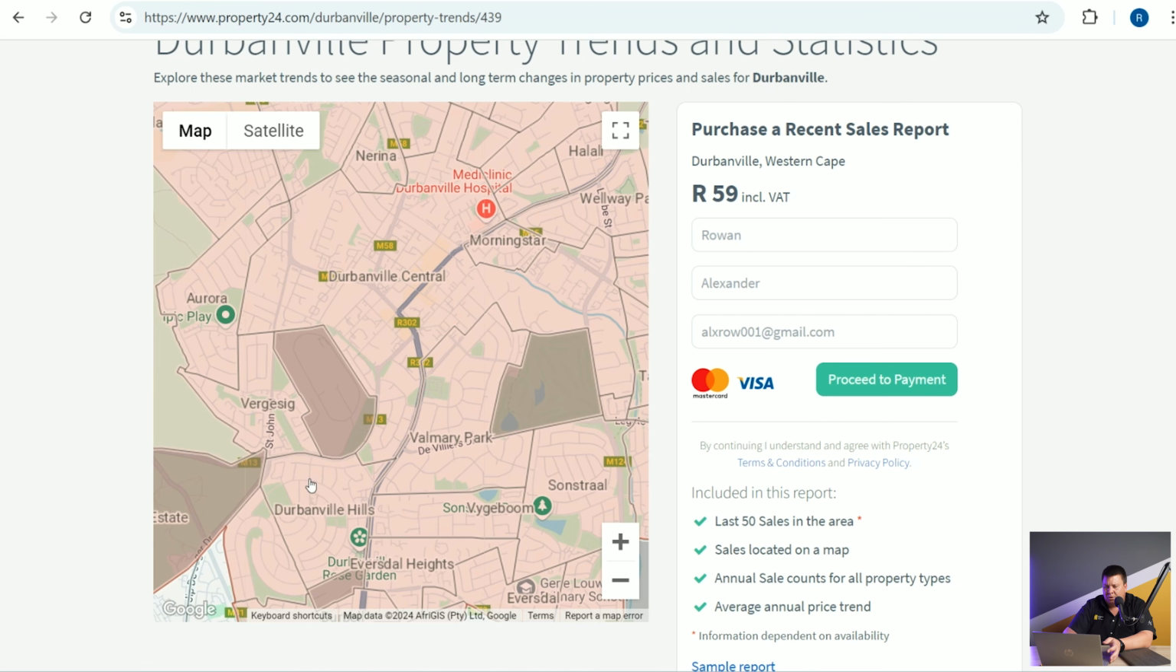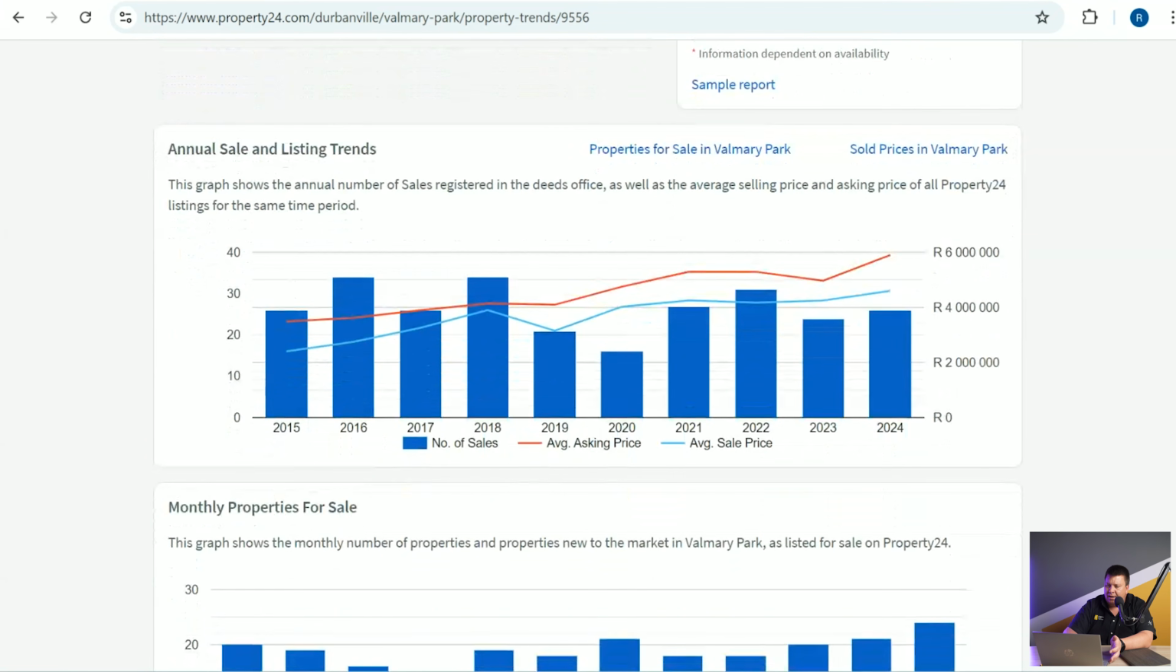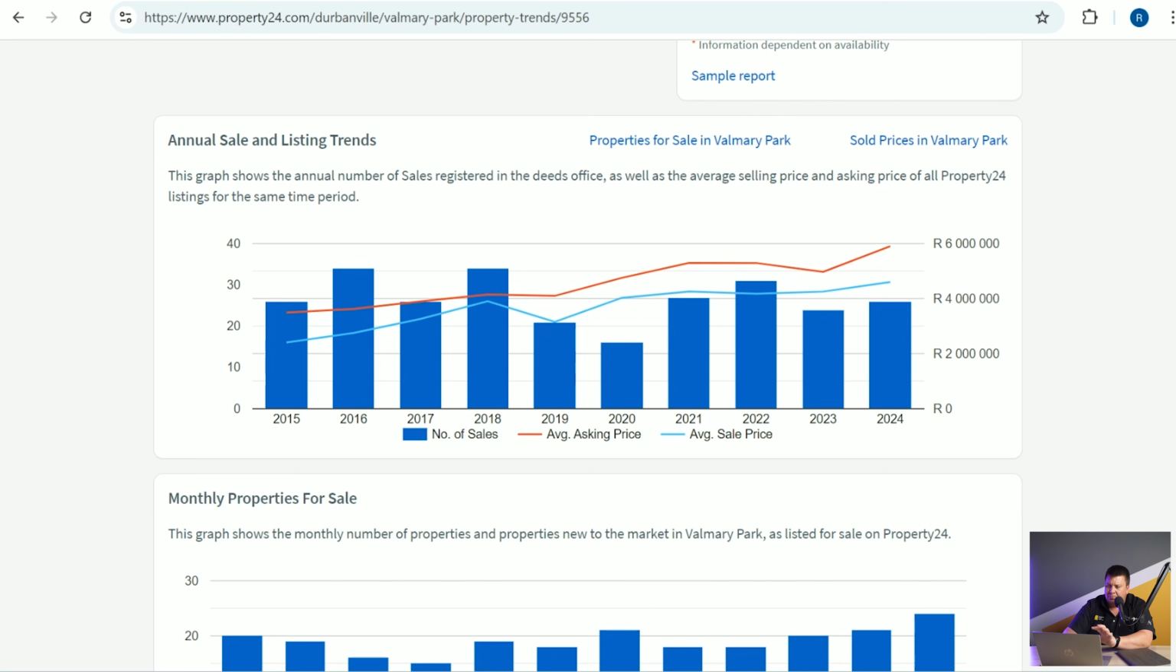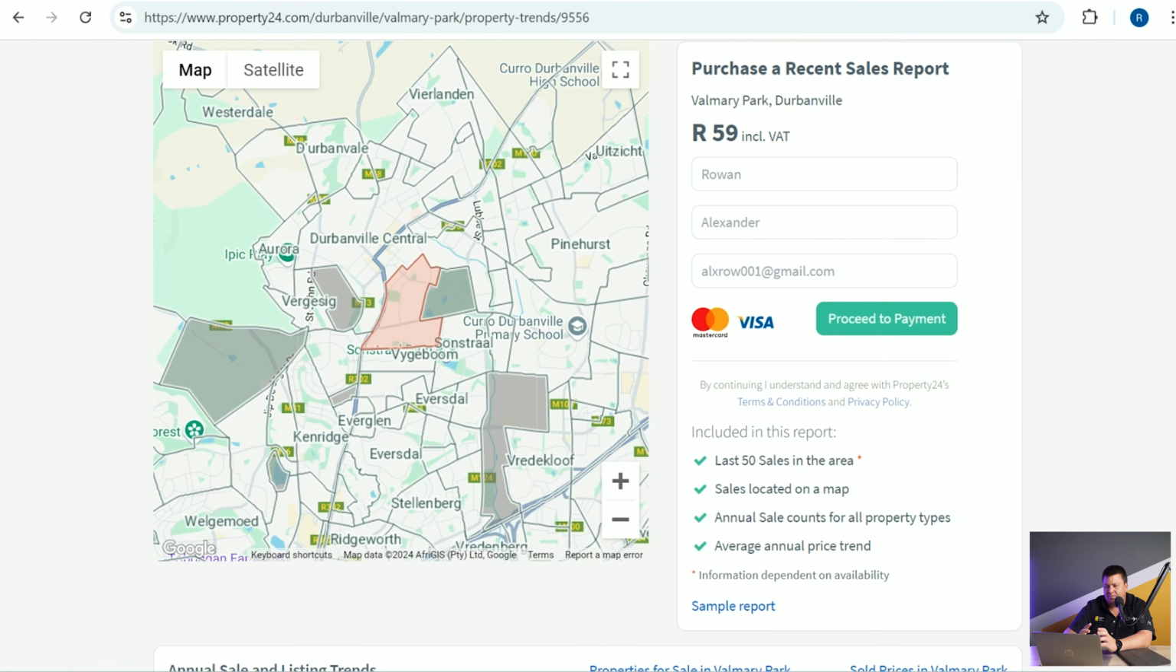So here we go. Durbanville as a town is made up of multiple suburbs. Valmery Park, as an example, is one. And now we can start having a look at a whole bunch of statistics that are made available, particular to Valmery Park. So this is very powerful. Whatever level and drill down you want to be at, whether it be on a provincial level, regional level, town level, suburb level, all of this data set below is then adjusted to be representative of the area reflected above in the map.